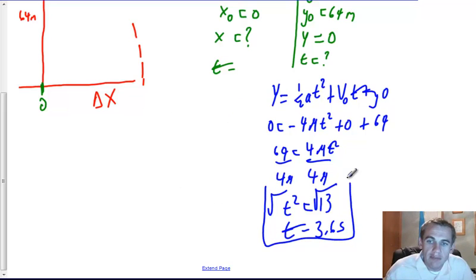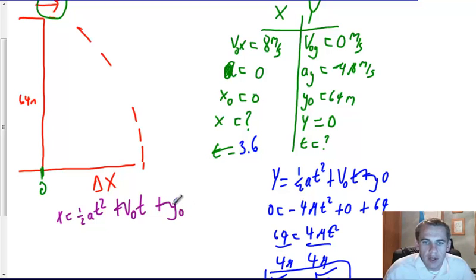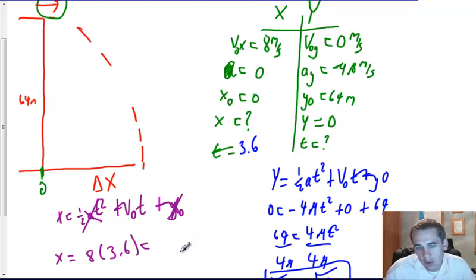That is in y, but since the time is the same for both, I can take this 3.6 and put it here, and now I can solve everything I know in the x direction. So I want to know its change in position. I'm going to use the same equation. x final position equals 1/2 a t squared plus v naught t plus x naught. But this time the acceleration is 0 and its initial position is 0, so those go away. So I have its final position equals 8 times 3.6, which is about 28.8 meters. So we should look about 28.8 meters from the cliff in order to find the keys.